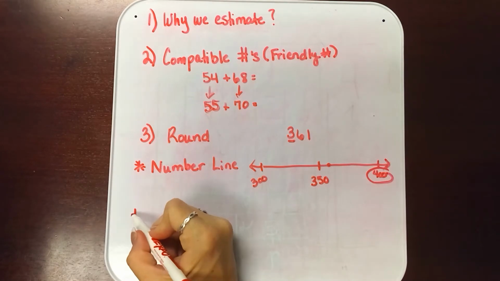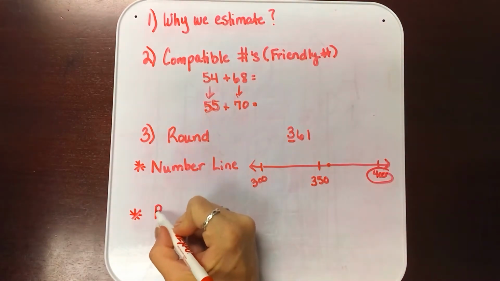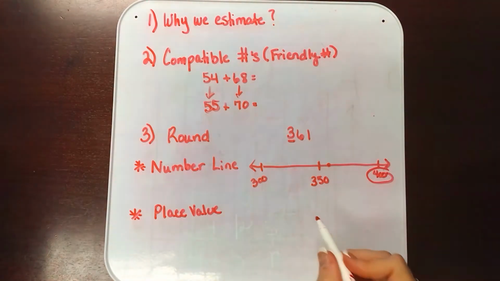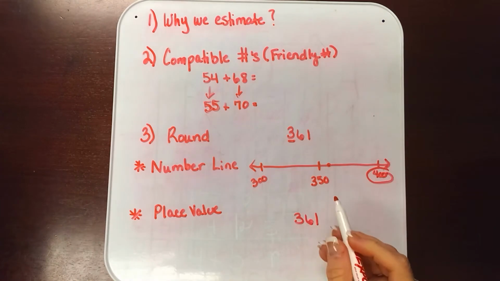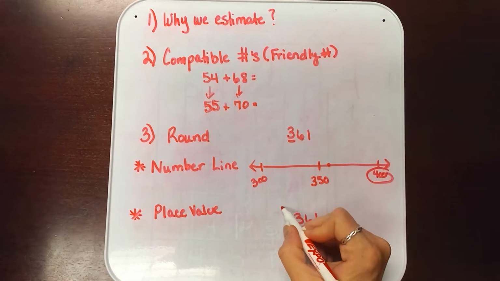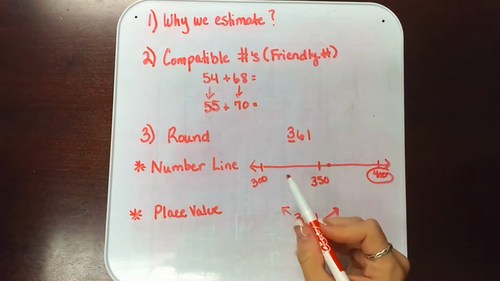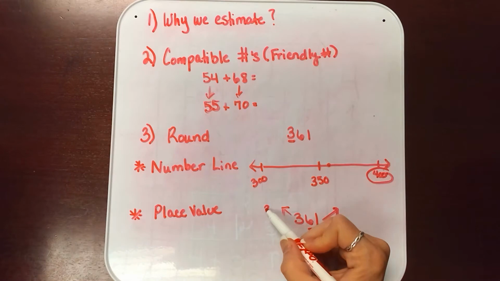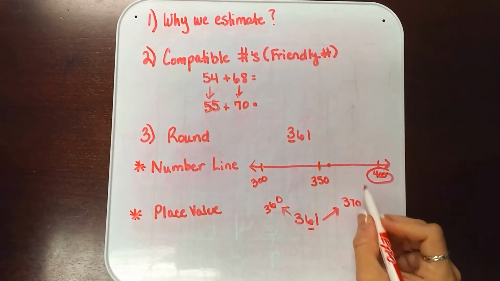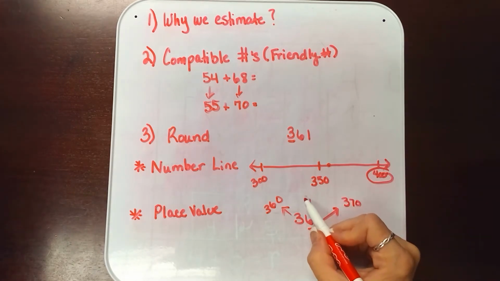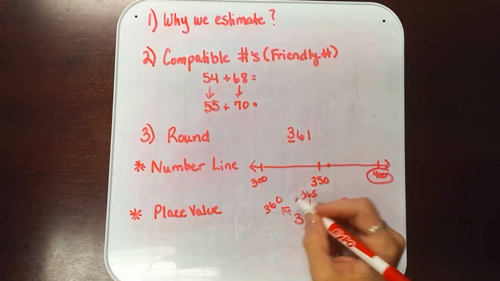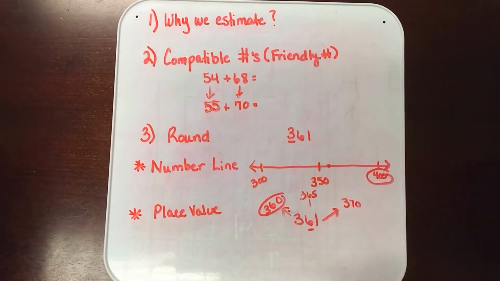Okay. Another way we can do this is to get rid of the number line and use place value. It's basically the same. So here's 361. I want to round to the tens place this time. So what two tens is 361 in between? It's between 360 and 370. So I know that right in the middle would be 365. This is 361, so it's closer to 360.